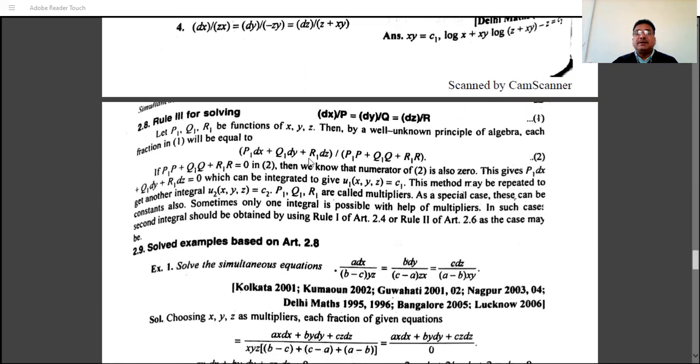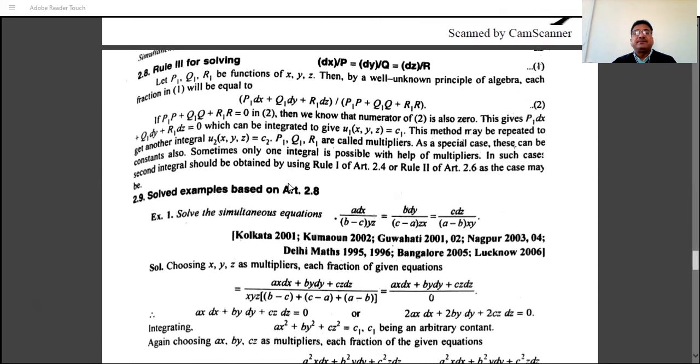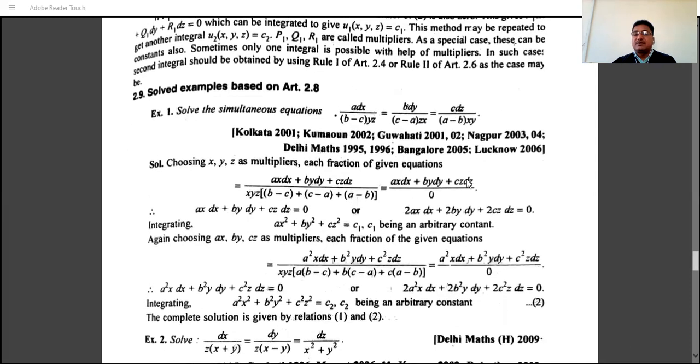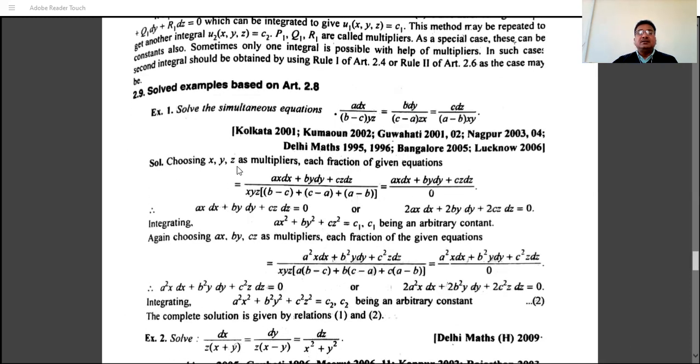Then here is the method of multipliers. Okay, that is, find multipliers l, m, n such that lP plus mQ plus nR is equal to 0. Find multipliers l, m, n. Here l, m, n are either constants or functions of x, y, z. So the first example: a dx divided by b minus c y z, and b dy divided by this quantity, c dz divided by this quantity. Okay, and then choose multipliers x, y, z.